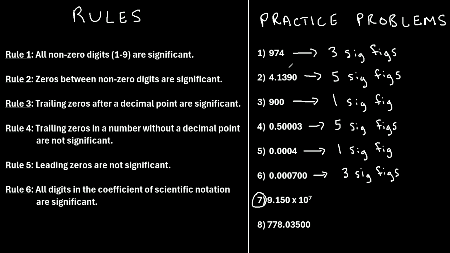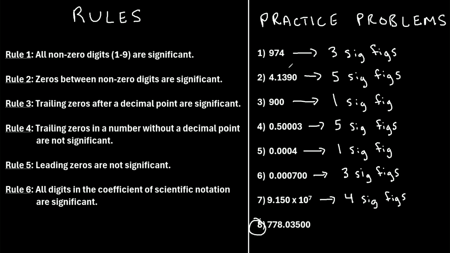All right, let's check out example number 7. We have 9.150 times 10 to the 7th. So if you'll notice, this number is in scientific notation. And rule number 6 says all digits in the coefficient of scientific notation are significant. So this value right here is our coefficient. So all of the digits, it doesn't matter if they're 0 or non-zero, are significant. So we have 1, 2, 3, 4 digits that are significant. So in this value, we have 4 sig figs.